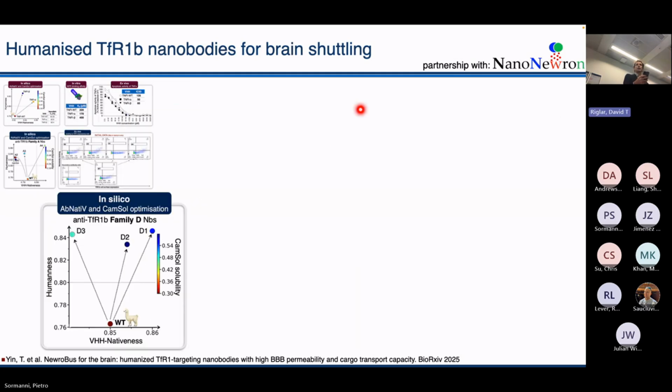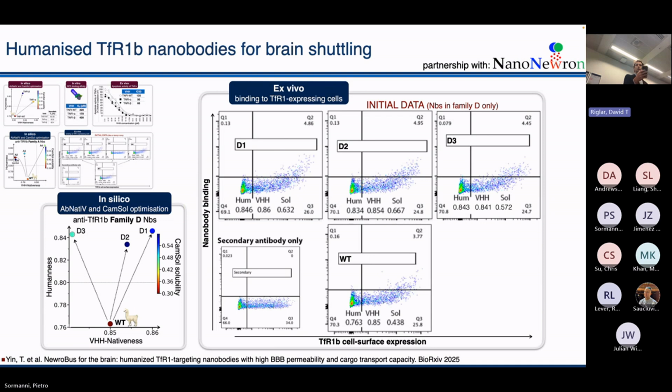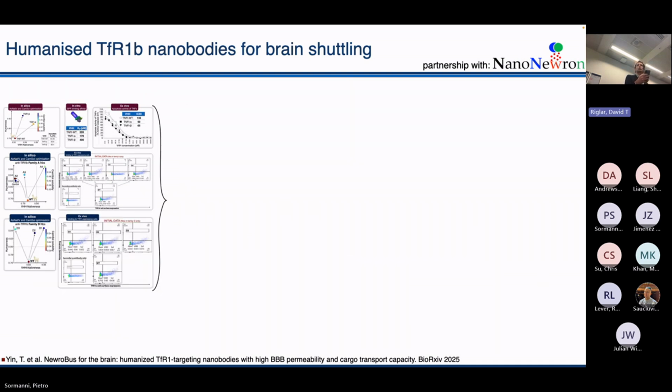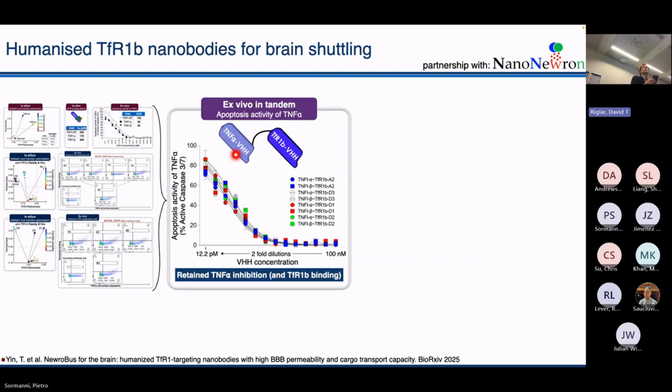Okay. And the others remain the binding. This is the same thing for a different family. They all retain the binding. I just wanted to get to this, which is when they combine them. So the reason to combine them is to see if they can bring the anti-TNF alpha into the brain.